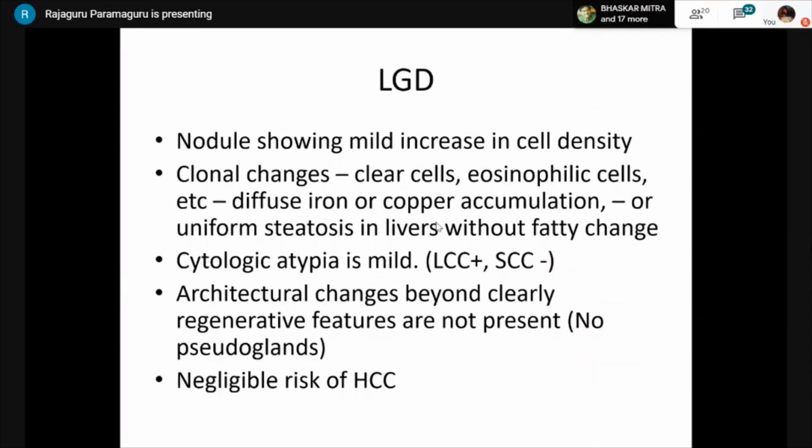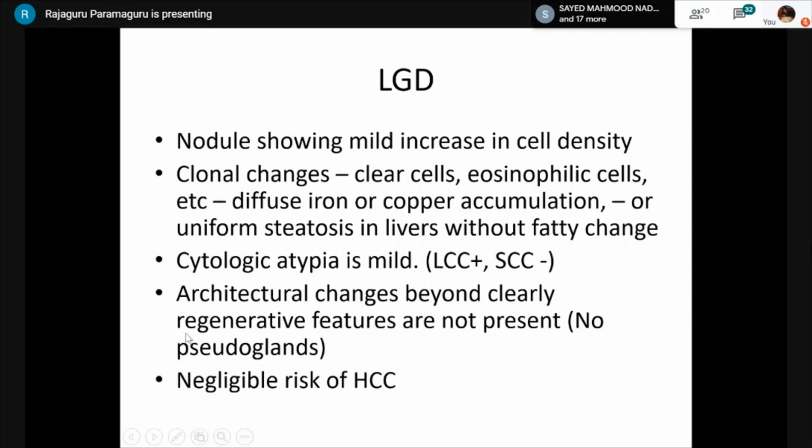So this is a low-grade dysplastic nodule, which will show that apart from the small cell changes, you can have a lot of other changes also. There will be clear cell changes, eosinophilic changes, and diffuse iron or copper accumulation, and then uniform steatosis in livers without fatty change. That is, if there is no fatty change, and if that particular nodule is showing a lot of steatosis, then also you have to consider it as a clonal change. And cytological changes might be mild. That is, it will usually be a large cell change rather than the small cell change, but definitely you might be able to find some small cell change also.